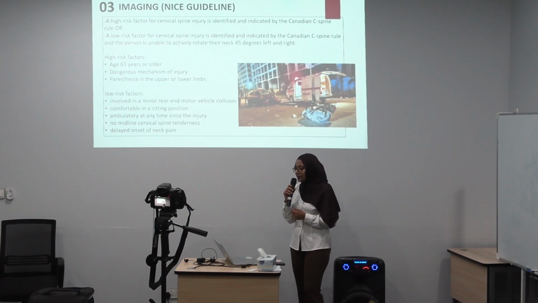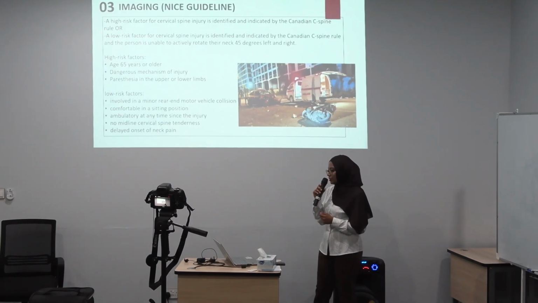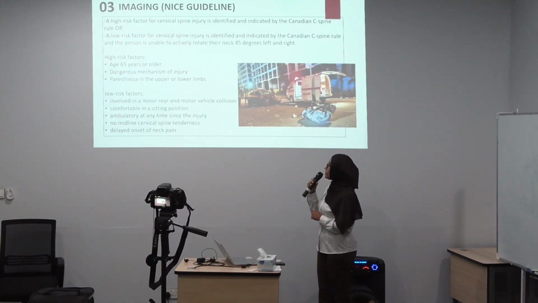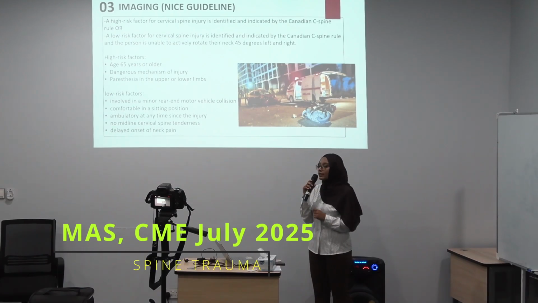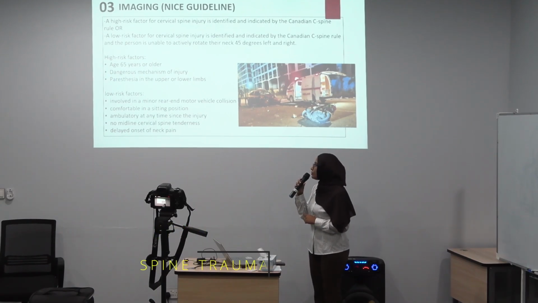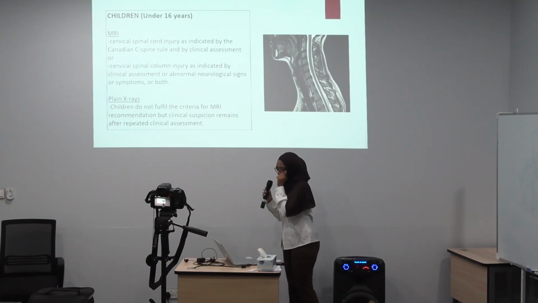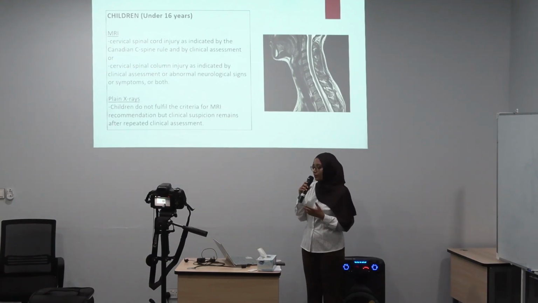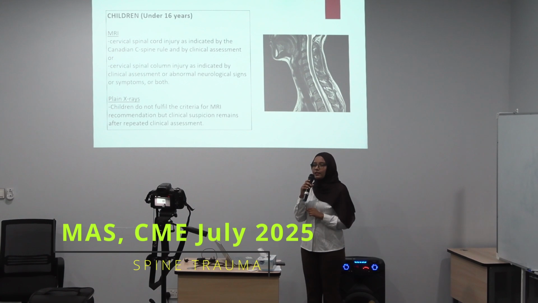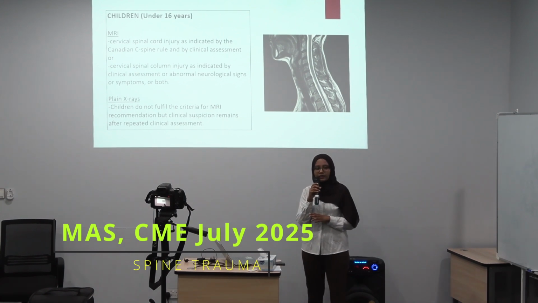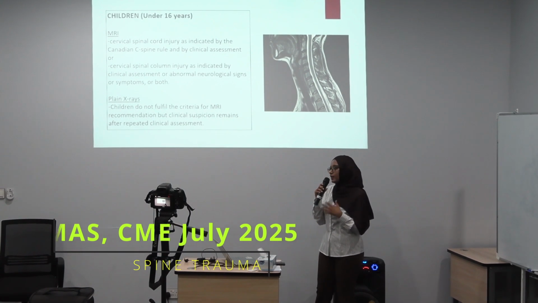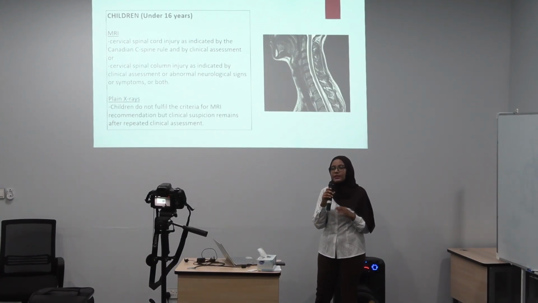Low risk factors include involvement in a minor rear-end motor vehicle collision, the patient being comfortable in a sitting position or ambulatory at any time since the injury, no midline cervical spine tenderness, and delayed onset of neck pain. If the patient has to undergo imaging, for children under 16 years for the cervical spine, the first modality would be MRI. If the patient is not qualified for MRI, but we still have clinical suspicion of cervical spine injury, then the next modality would be plain X-ray.